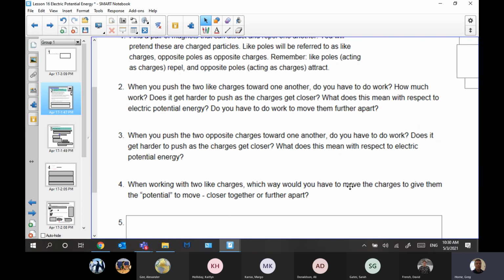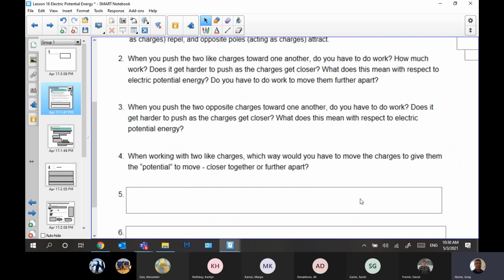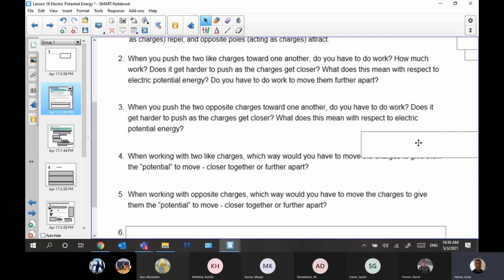So when working with two like charges, which way would you have to move them to give them potential to move? Do the magnets have to be close together or apart from each other in order to be able to move on their own the most? Of course, they'd be close together. If they're close together, they have energy. They're going to move on their own. If you let them go, they're going to repel. With opposite charges, you would have to have them apart, so that when you let go, they would come together.